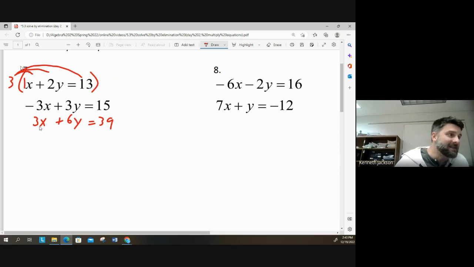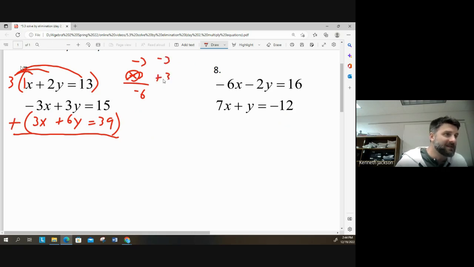Now, to eliminate the x's, since they're the same, I have to figure out if I'm adding or subtracting these equations. Well, if I subtract these, negative 3 minus 3 doesn't give me 0. That gives me negative 6. So I am not subtracting. What I need to do is add, because negative 3 plus 3 would be 0. 3 plus 6 is 9. 15 plus 39 is 54. The x's have been eliminated because I added my two equations.